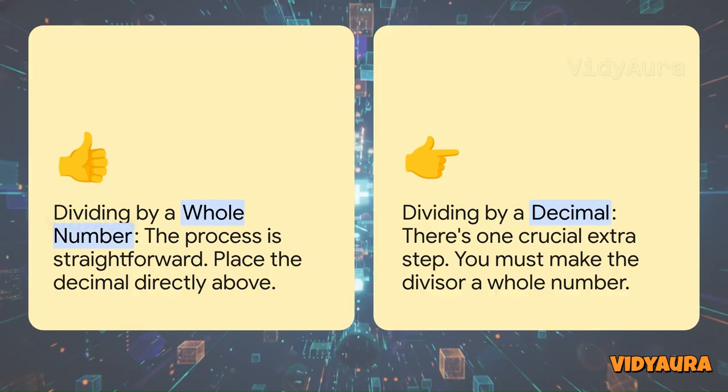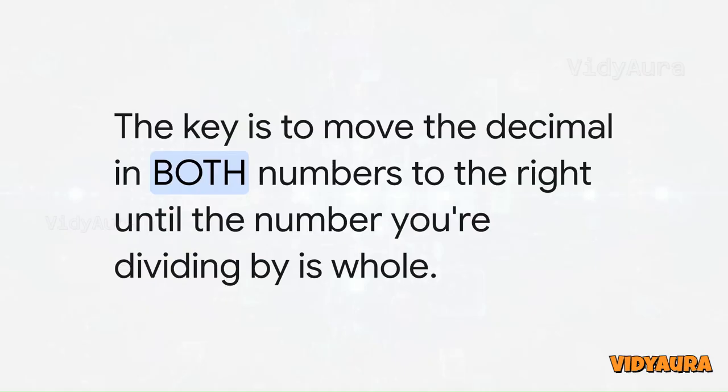But what about dividing by a decimal? Well, that situation over on the right requires one little extra but very crucial step. And here is that crucial step. The main goal here is to make the number you're dividing by, we call that the divisor, a whole number. It just makes life easier. So look at our second example, 8.4 divided by 0.2. To turn that 0.2 into a whole number, 2, we just have to move the decimal point one spot to the right.